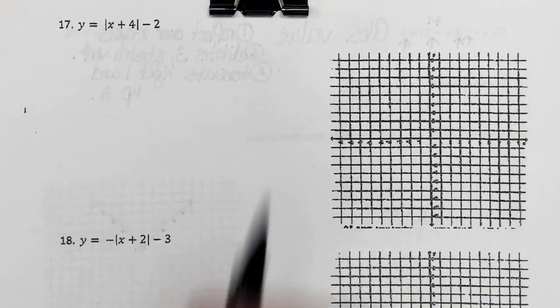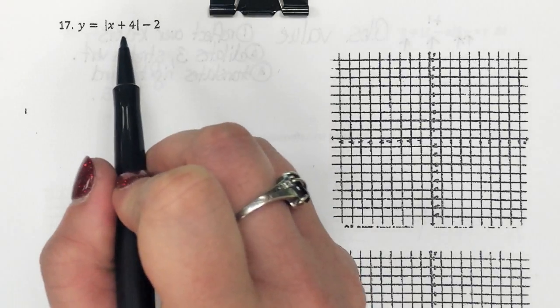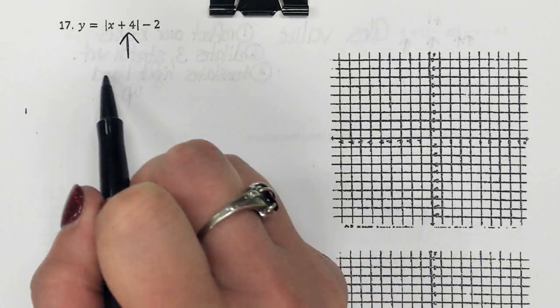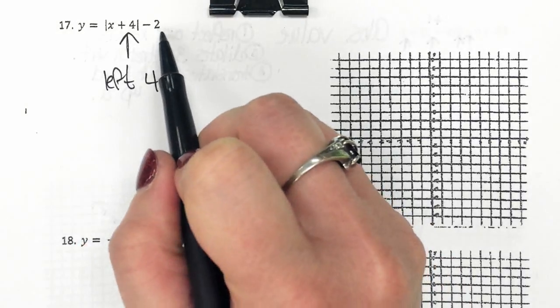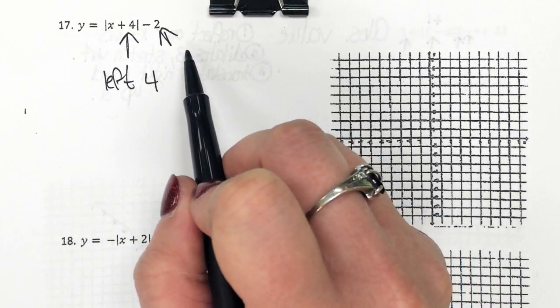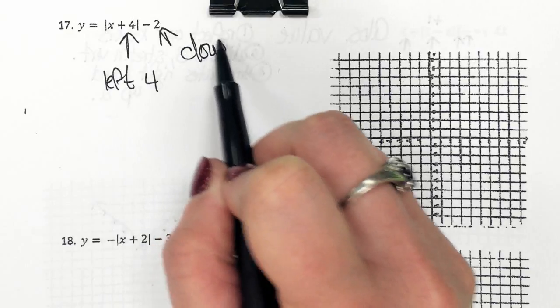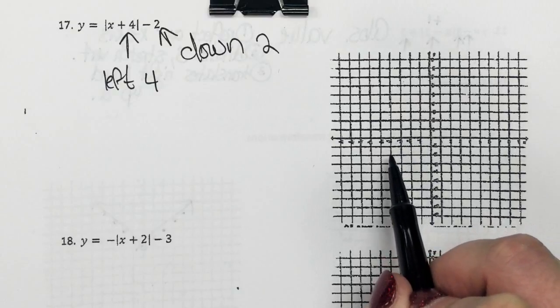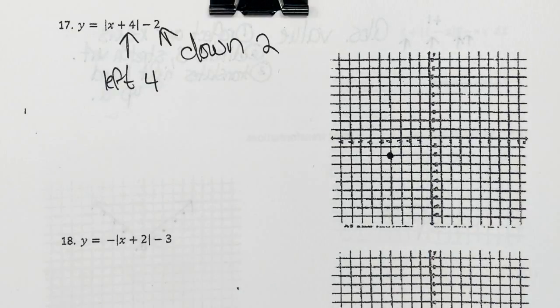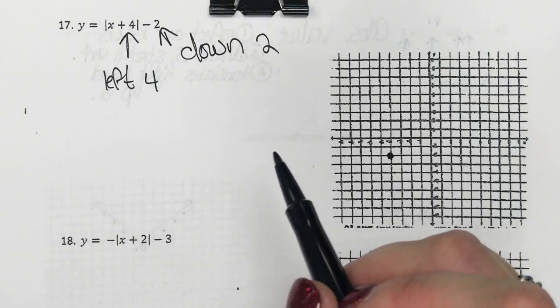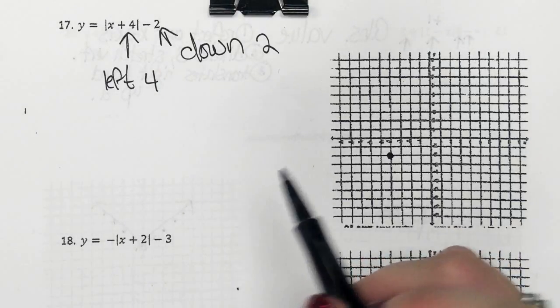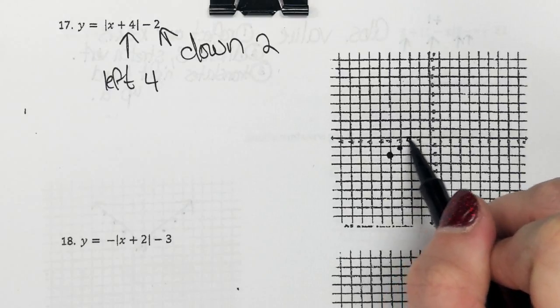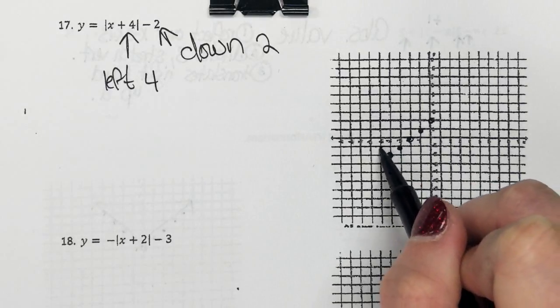All right, Hannah, what's the 4 tell us to do on number 17? Left 4, very good. All right, Emma, what's the 2 tell us to do? There you go. All right, so guys, you've just got 2 moves. You got to start at the origin. You're going to go left 4, down 2, then put your dot, okay? You got 2 moves. And then, Maddie, what's my slope? There you go. And since it's an absolute value, you got to go both ways.